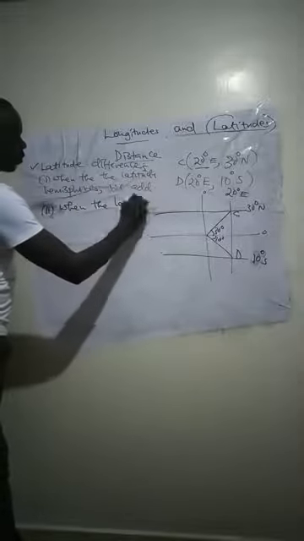When the latitudes are in different hemispheres, north and south, we add. When the latitudes are in the same hemisphere, we subtract. So let's see what that means.